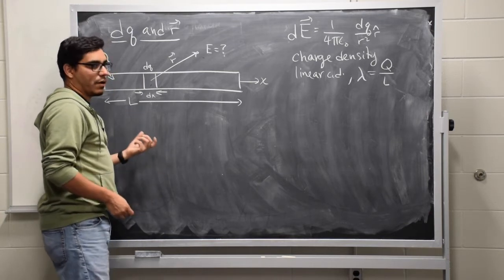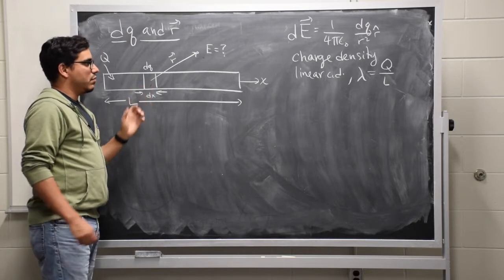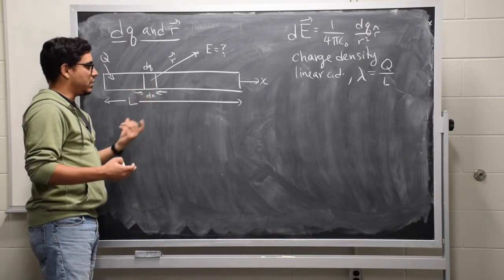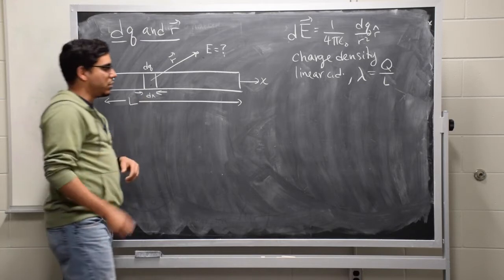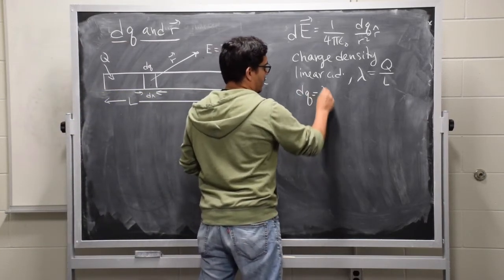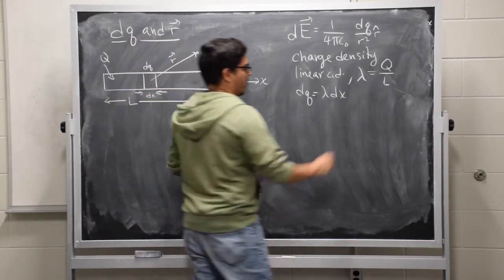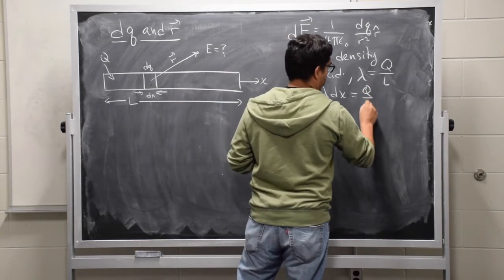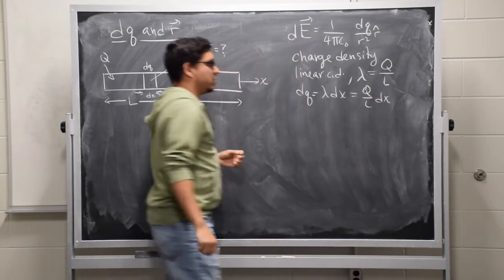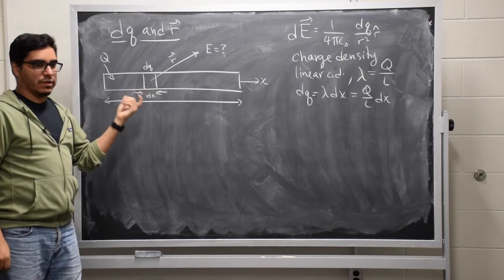So what we want to do is figure out how much total charge is sitting in this little dx. If lambda is the charge density and dx is the length of that little chunk, then the total amount of charge sitting in there, little dq, is just lambda dx. We have a description for lambda in terms of quantities that we know, which is Q over L. So the charge sitting in that little chunk is Q over L dx.